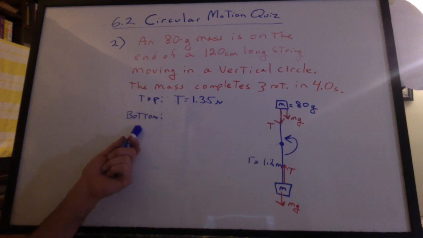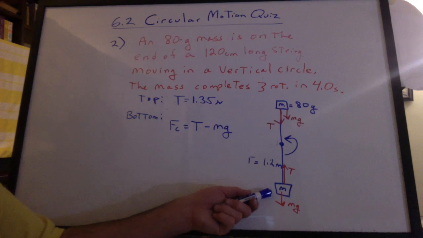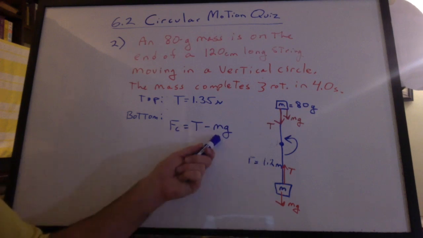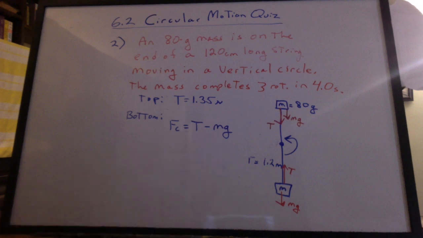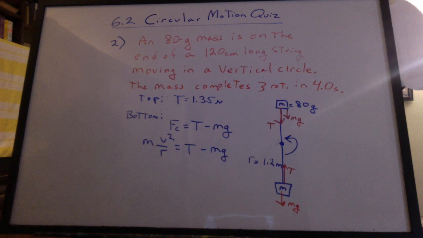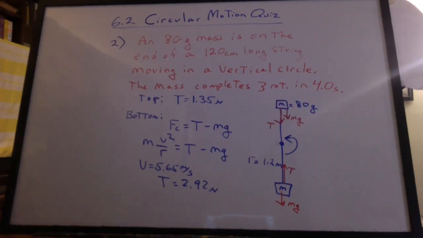What about the tension at the bottom? We look at the free body diagram. What's keeping this thing in the circle? It's the tension, and the mg is going the wrong way. So it's T minus mg. It's still going to be the same velocity for our approximation, 5.65 meters per second. Plug in all your numbers, and we get a tension of 2.92 newtons.